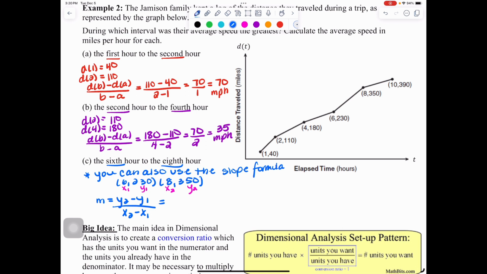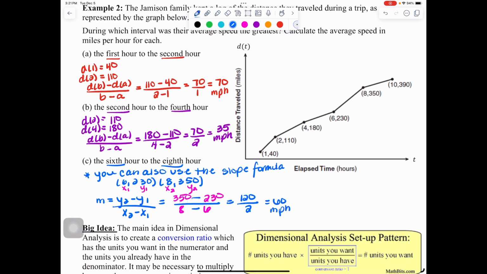And then my next suggestion would be to do the outline of the formula. That way you have your subtraction from the formula and then you can plug your numbers in. So we've got y2 value of 350, y1 is 230, x2 is 8, x1 is 6. So when we find these, 350 take away 230 is 120. 8 take away 6 is 2. So we end up with 60 miles per hour.